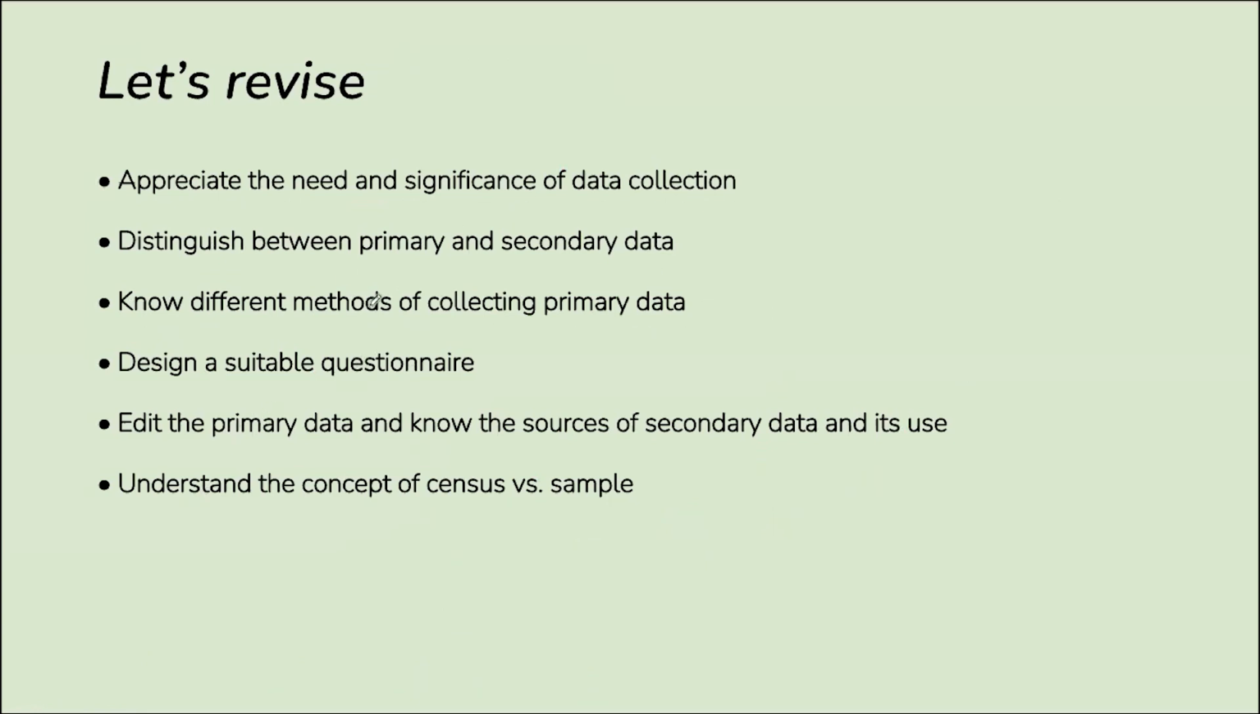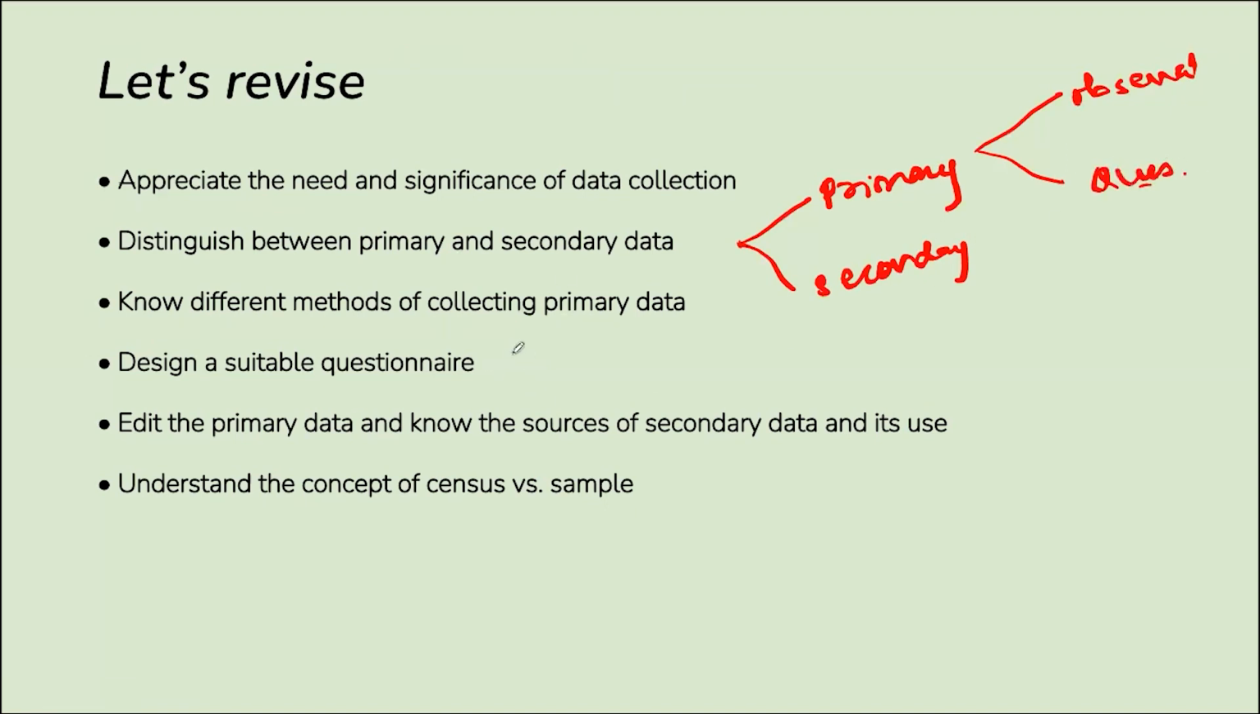In this unit, we appreciated the need and significance of data collection. We understood why we collect data: to make inferences about the population. Then we studied two types of data, the primary data and the secondary data. Then we studied different methods of collecting primary data. There were two methods: first was the observational method, and second was the questionnaire method. Then we studied how to design a suitable questionnaire, and how to edit the primary data. There were various criteria for editing primary data, such as completeness, consistency, accuracy, and homogeneity. And then we understood the concept of census versus sample. So this was all about unit 1.